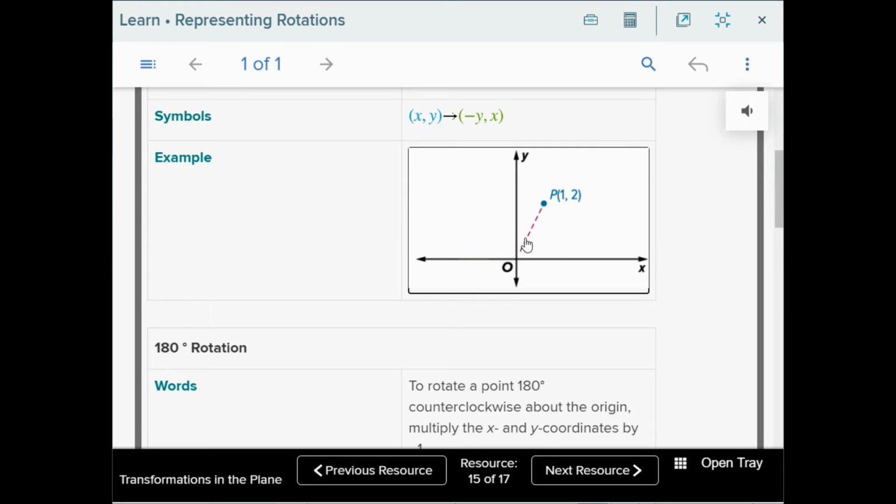Here's an example. We have the point 1, 2. If we rotate it 90 degrees, it becomes -2, 1. Again, the x and y flip, and then the y coordinate from the original becomes negative, or the left coordinate in the new one.